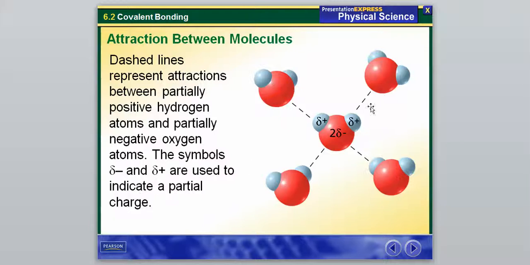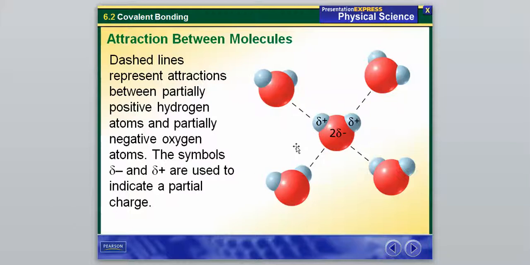So right here we can see that there's a partially negative charge in this oxygen atom within the water molecule, and each one of these hydrogens, again, the electrons spend less time near them, so they're going to have a partially positive charge. So within water, which is a liquid at room temperature, they are going to have these attractions between the partially negative and partially positive portions of the molecules, and that's what's going to hold them together to give them their structure.